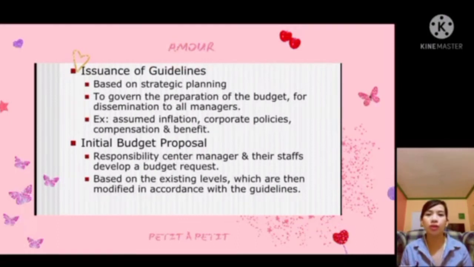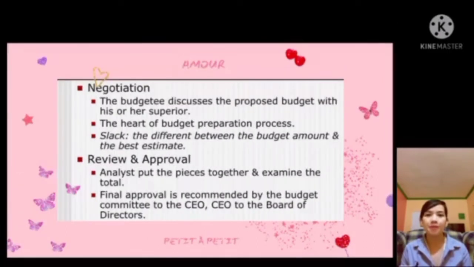Initial budget proposal: the responsibility center manager and their staff develop a budget request based on existing levels, which are then modified in accordance with the guidelines. The negotiation: the budgetee discusses the proposed budget with his or her superior. This is the heart of the budget preparation process, the difference between the budget amount and the best estimate.